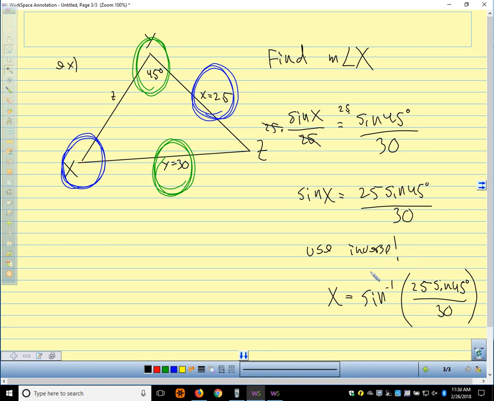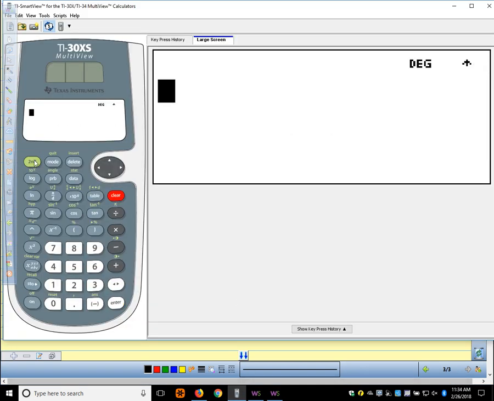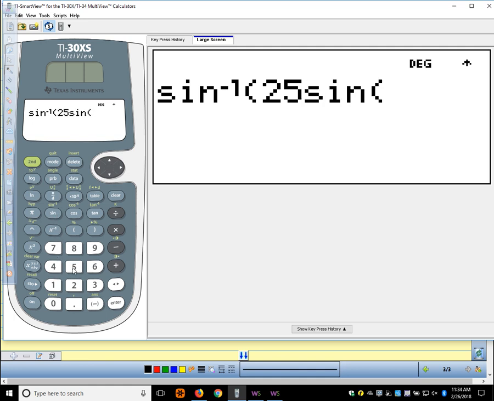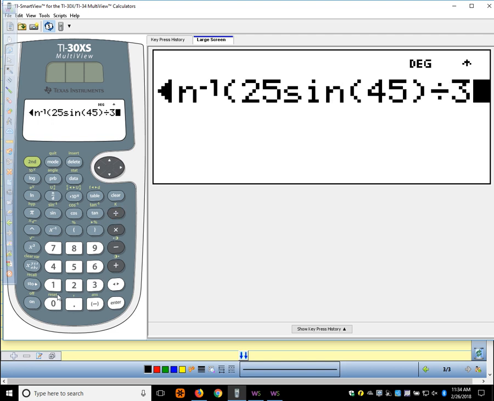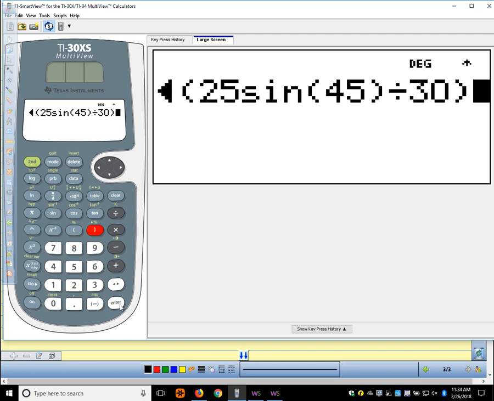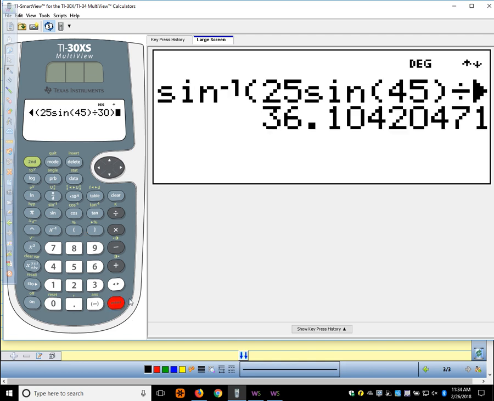And we can put it in our calculators exactly like this. If you have a TI calculator, put it in exactly like that. So I'm going to clear that off, inverse sine, and then I had 25 sine 45, close off that parentheses, divided by 30, close off that parentheses, and hit enter, and I get 36.1. So that angle would be 36.1 degrees.